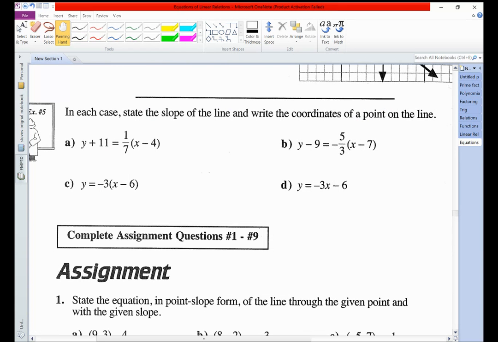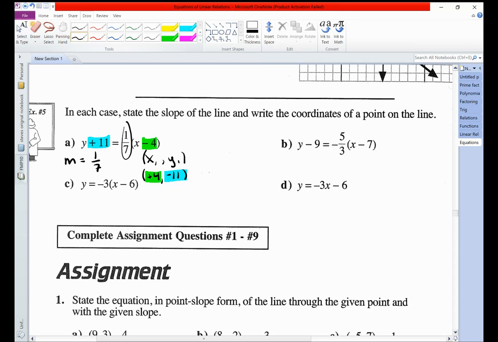And the last thing we're going to do is just grab the coordinates from the equation. So it says state the slope of the line and write the coordinates of the point. So slope in this case is 1 over 7, which is right here. And my point as an x1, y1 is going to be positive 4, negative 11. So we're doing opposite values. If it's a negative 4 by the x, then the x coordinate is positive 4. And if it's positive 11, then the coordinate is negative 11.